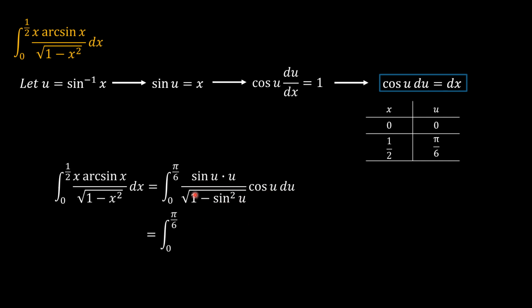Now, focusing on the denominator here, the square root of 1 minus sine squared u is the square root of cosine squared u, and that becomes cosine u. So we have cosine u in the denominator, and we also have cosine u in the numerator. So those cosine u's cancel out, and we have the integral of now u times sine u. So when we look at this problem, the integral from u equals 0 to u equals pi over 6 of u times sine u, I am inclined to use integration by parts.